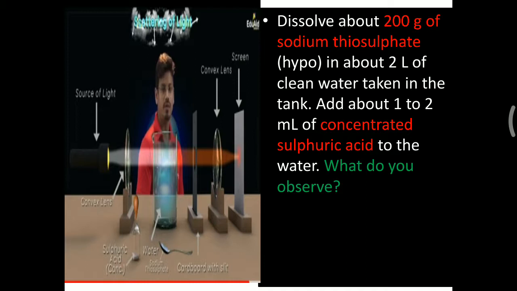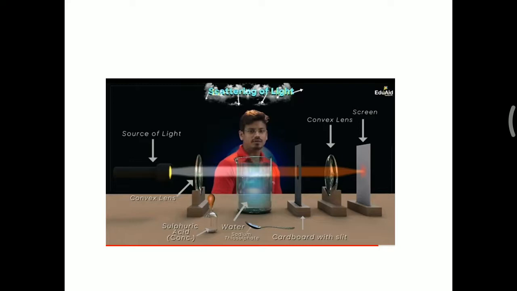What do you observe? The same light is passing through the water tank also. I think you observe that the red light is on the screen. Why is the red on the screen? Look here. When the light passes through the solution of sodium thiosulfate, the particles present in the sodium thiosulfate scatter the shorter wavelength of blue light. So the water tank looks blue in color and only the longer wavelength of red reaches the screen.